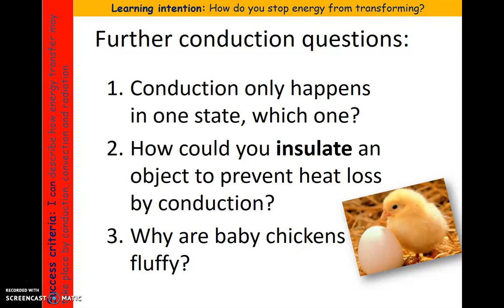Conduction only happens in one state. Which one? These no need to go in your books. We'll talk about these during the next couple of lessons. How could you insulate an object to prevent heat loss by conduction? Not easy, but we'll start thinking about it. And why are baby chickens so fluffy? Why are chicks so fluffy? We'll have a look at that one as well.